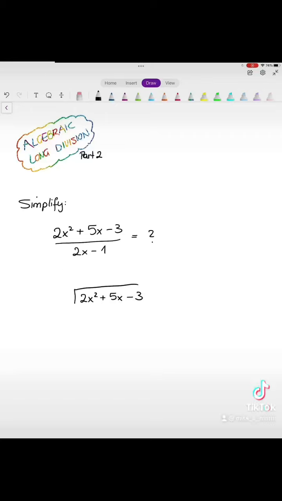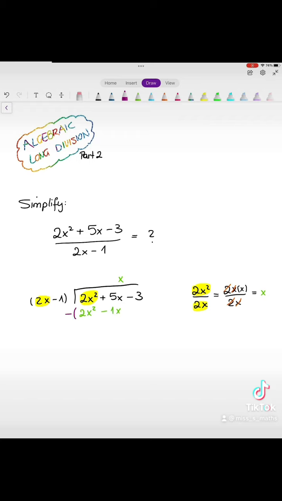This is part 2 on algebraic long division, and the first exercise we're dealing with today asks us to simplify this algebraic fraction. So we're trying to simplify this by factorizing the top part into something else so we can cancel stuff out. And in order to do that, we will do algebraic long division with 2x squared plus 5x minus 3 and 2x minus 1.